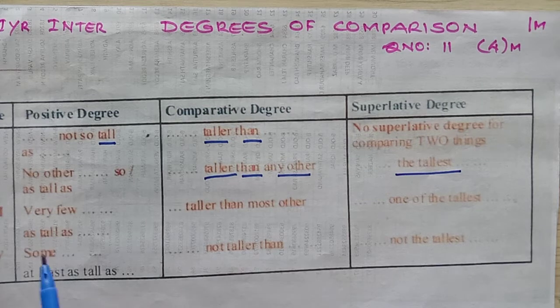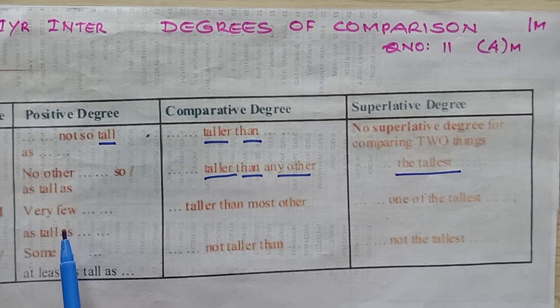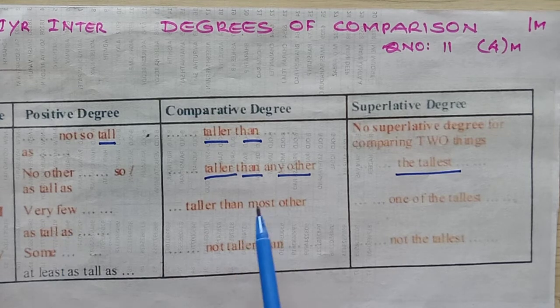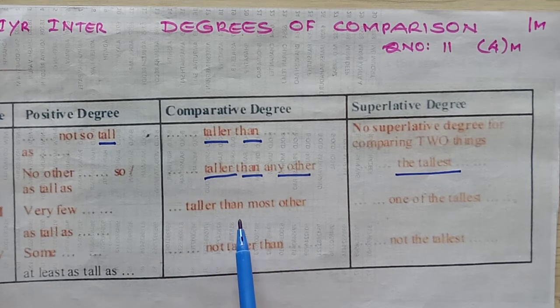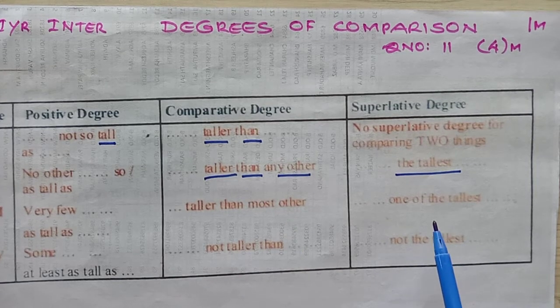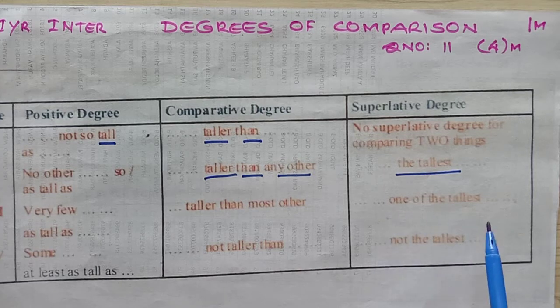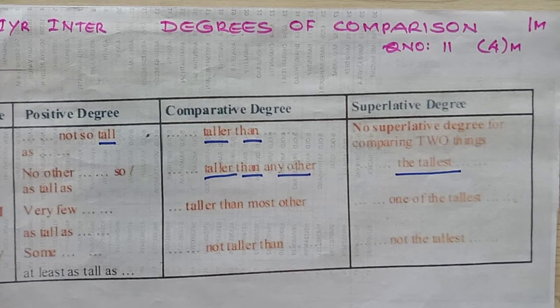Now, very few. If you find any sentence with very few in positive degree, its comparative degree will be taller than most other. Now, what's the next one we have? Superlative form: one of the tallest.